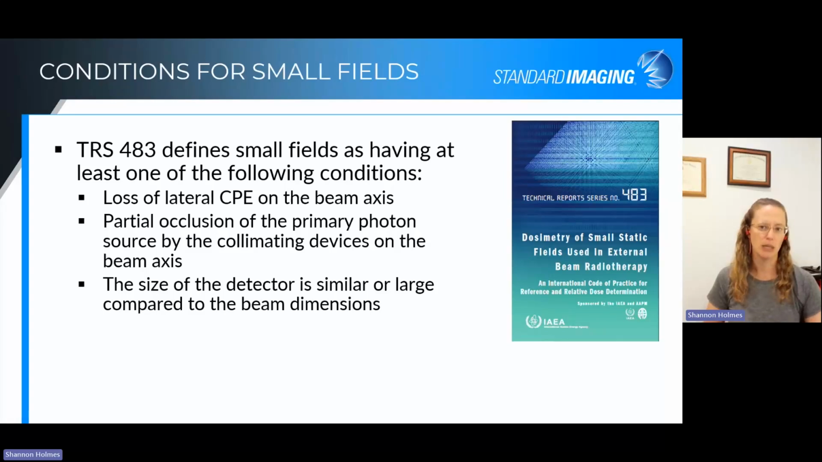And this is the one that people tend to overlook when they're picking a detector and trying to determine where it fits on the flat part of their field. So this is one that I do want to emphasize: if you have a slightly larger field that you feel is not so much a small field, but you're using a big detector in it, it can still meet those small field conditions and needs to be handled carefully.